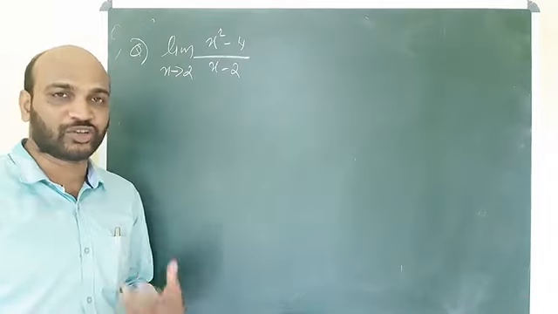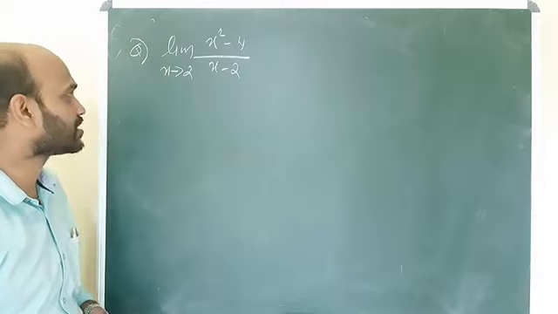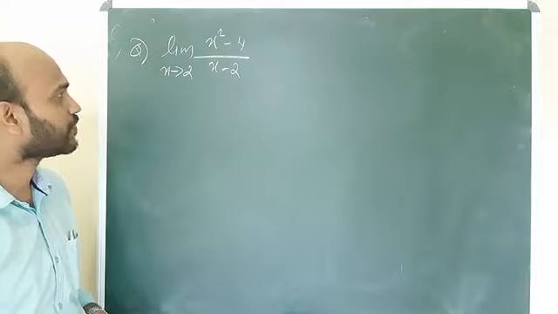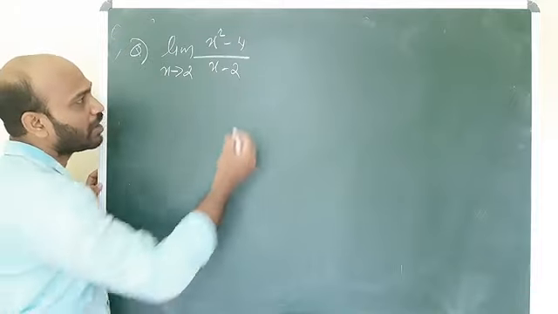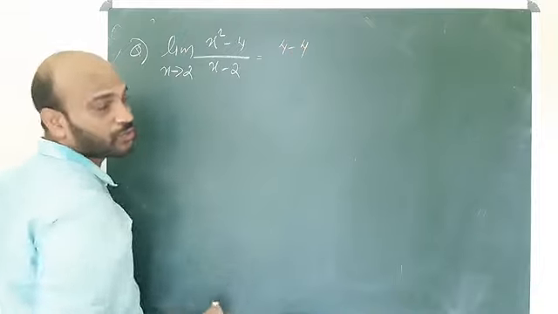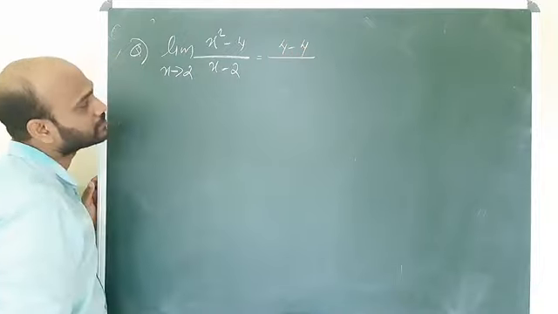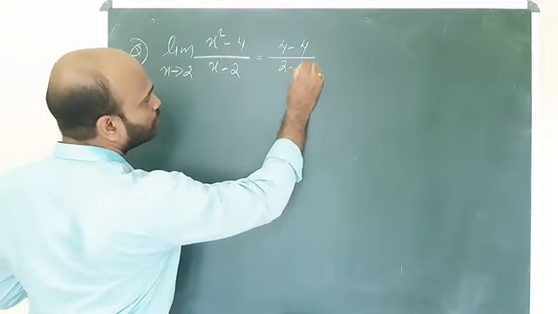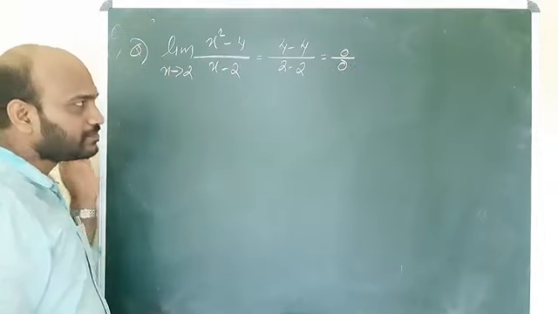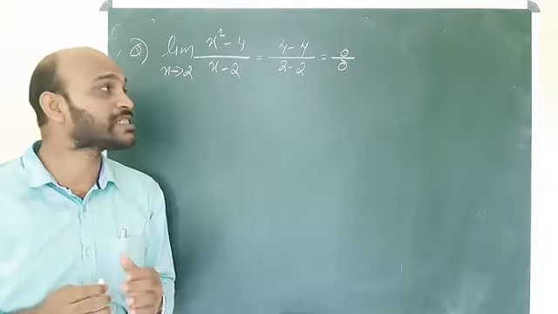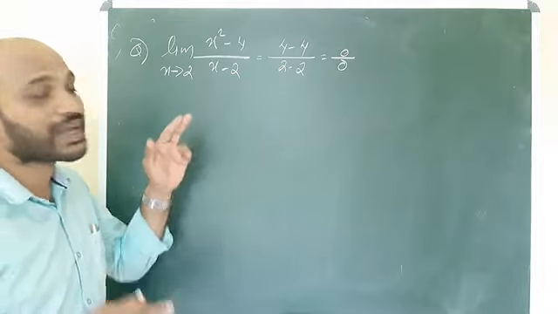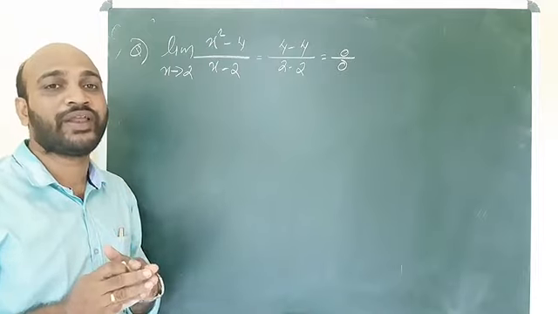Okay. Another question. Evaluate limit x tends to 2 of x square minus 4 by x minus 2. So when we substitute these values in this function, what will we get? We will get 2 square, that is 4, minus 4. What about the denominator? x equal to 2, 2 minus 2. We will get 0 by 0. What is 0 by 0? It is not defined. But in this case, we cannot write it as not defined because x is not actually equal to 2. It is very near to 2.